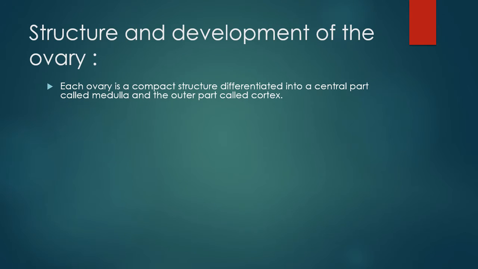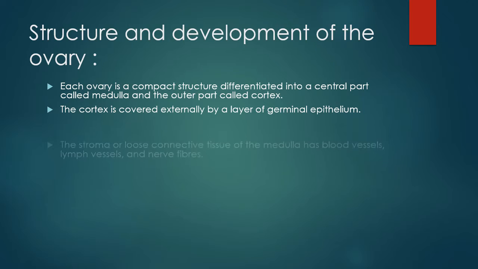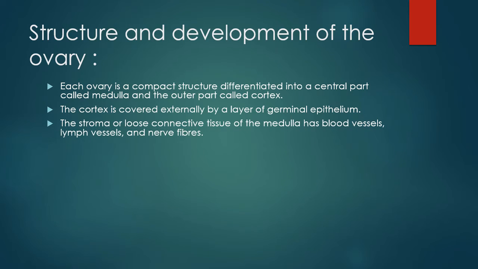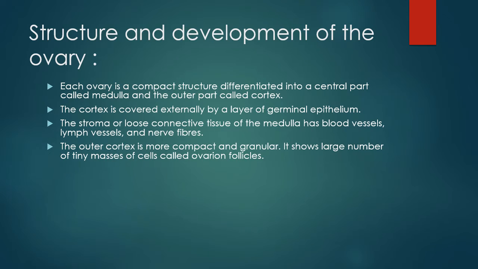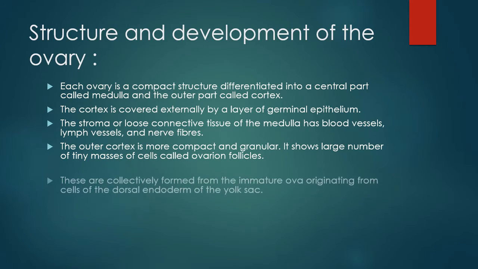Structure and development of the ovary. Each ovary is a compact structure differentiated into a central part called medulla and the outer part called cortex. The cortex is covered externally by a layer of germinal epithelium. The stroma or loose connective tissue of the medulla has blood vessels, lymph vessels and nerve fibers. The outer cortex is more compact and granular. It shows a large number of tiny masses of cells called ovarian follicles.